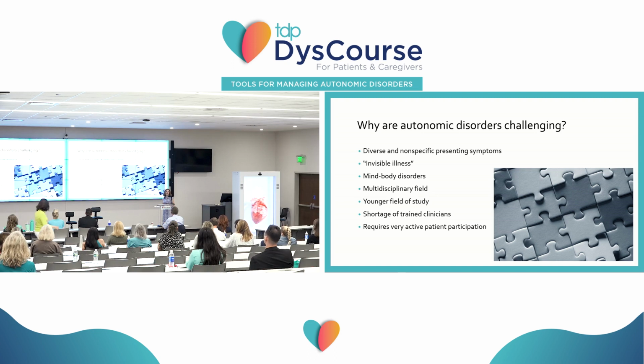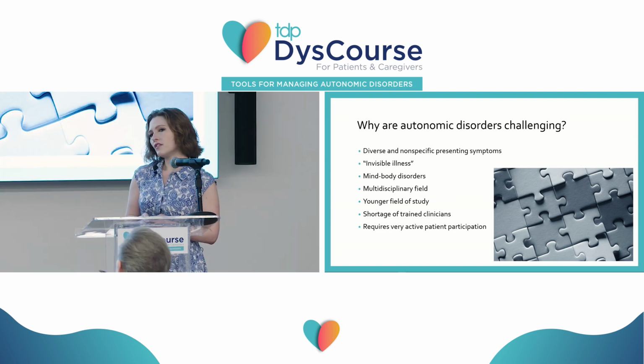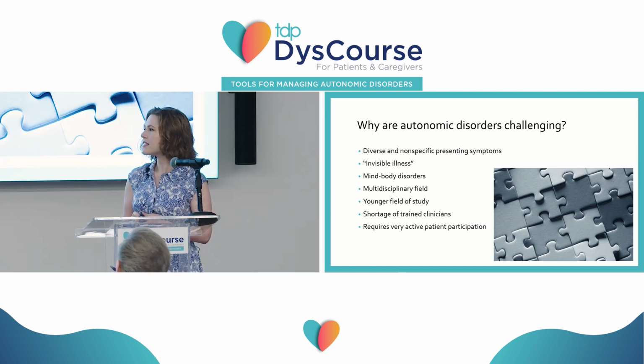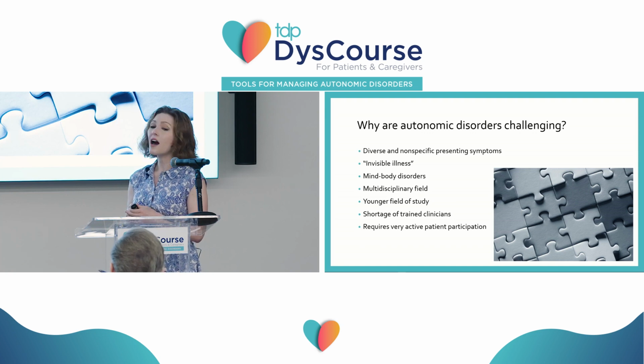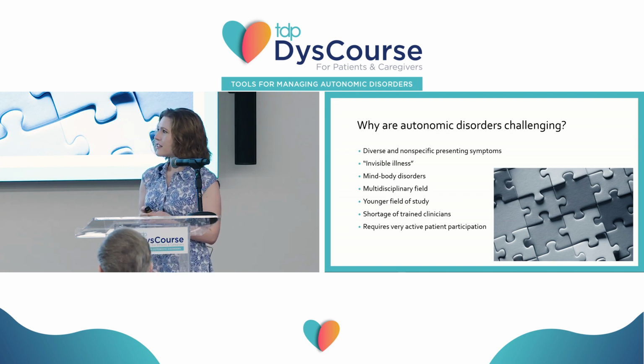It is inherently a multidisciplinary field. We've seen how the autonomic nervous system impacts pretty much every organ system, which means that multiple different medical specialists have to work together to optimally treat these patients. It's a younger field of study. So the American Autonomic Society, kind of one of our biggest organizations for research and clinical collaboration, was only founded in about 1990 or so. So we are many decades behind some other medical subspecialties.